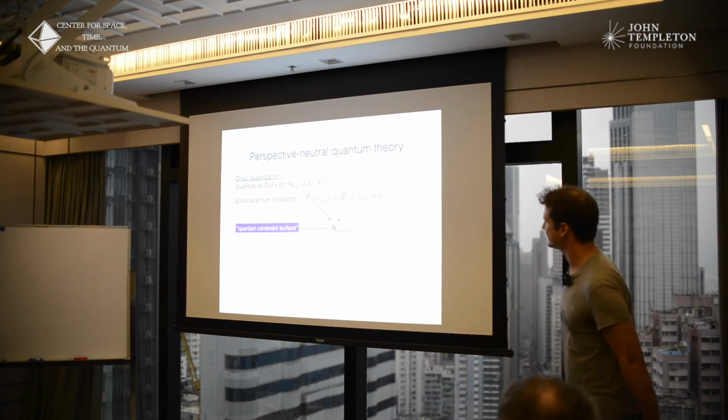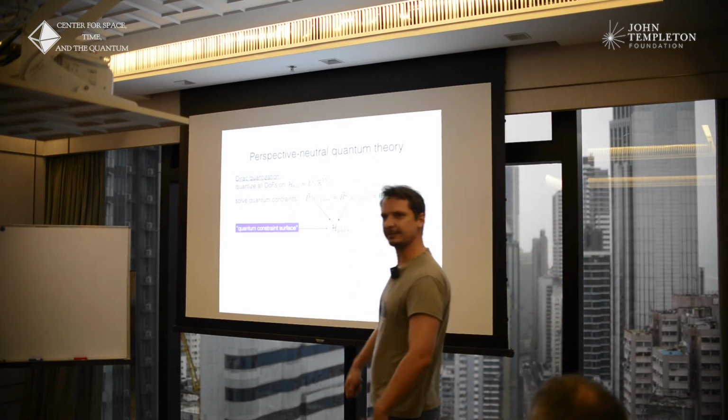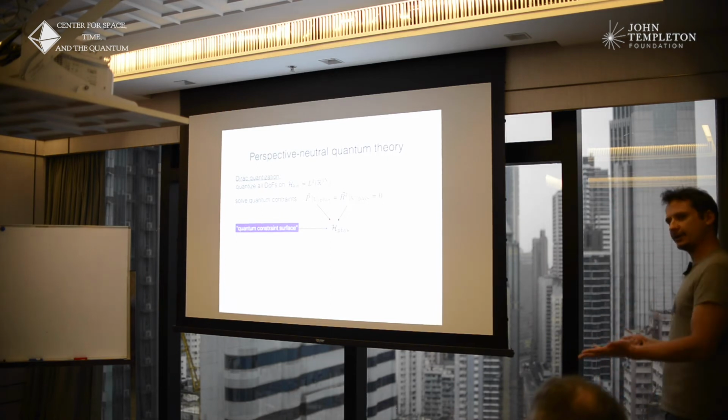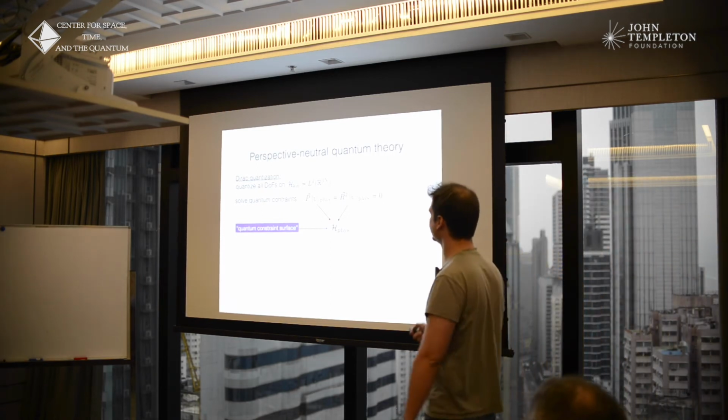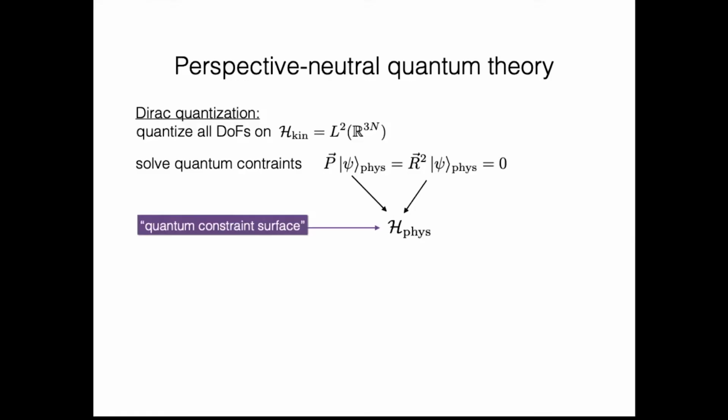So I've told you that this classical constraint surface is like the perspective-neutral description. So now we do the same thing in the quantum theory. In order to do that, we do a Dirac quantization. What that means is we first quantize all degrees of freedom. Here we do that on R^3n, so basically the configuration space for all particles. And then we have to impose the constraints. The states satisfying these constraints are so-called physical states. They have to form a new Hilbert space that's actually, in this case, not a subset of that kinematic Hilbert space, but let's not worry about that too much here. And this is like the quantum constraint surface, okay? So that's like the quantum states satisfying the constraints.